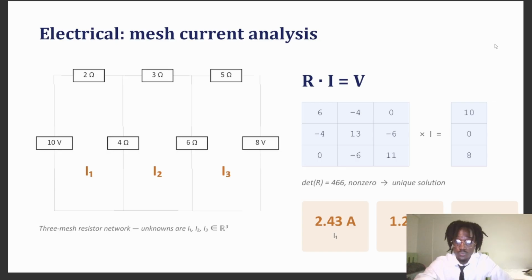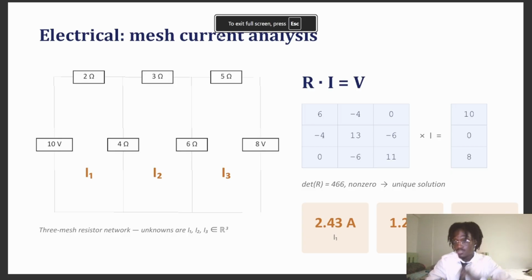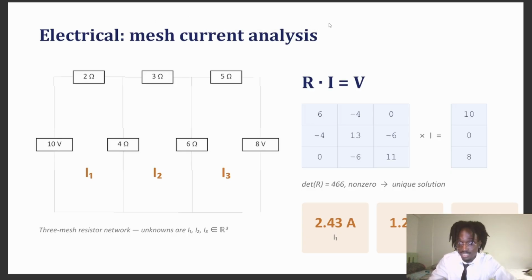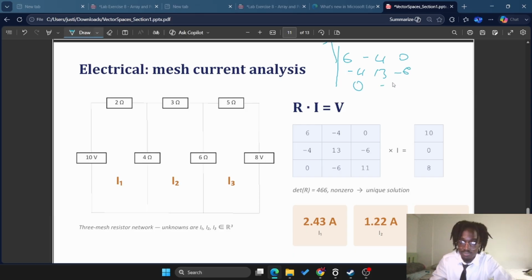There are two ways of solving this. We could row reduce until we find a solution. I think that would be the easier way rather than inverting the matrix and then using the inverse to get the value of I. So if we do this, we have 6, -4, 0, -4, 13, -6, 0, -6, 11. It'll take quite a long time, row reducing.